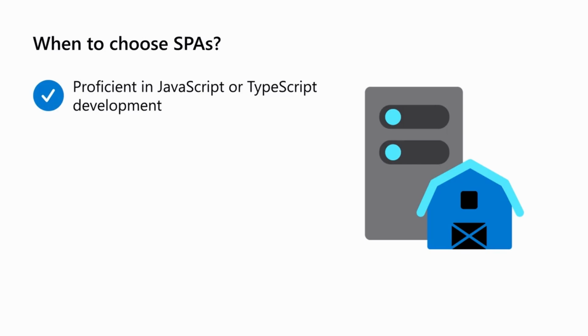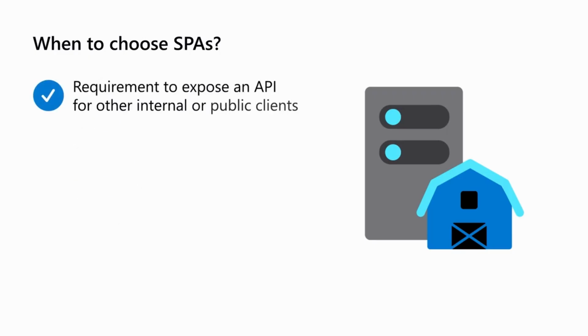2. When your team is familiar with JavaScript or TypeScript development. Building SPAs requires proficiency in JavaScript or TypeScript. These languages are commonly used with modern SPA frameworks like Angular, Vue, or React. And 3. When your app must expose an API for other internal or public clients. SPAs extensively use web APIs to query and update data as users interact with the app.